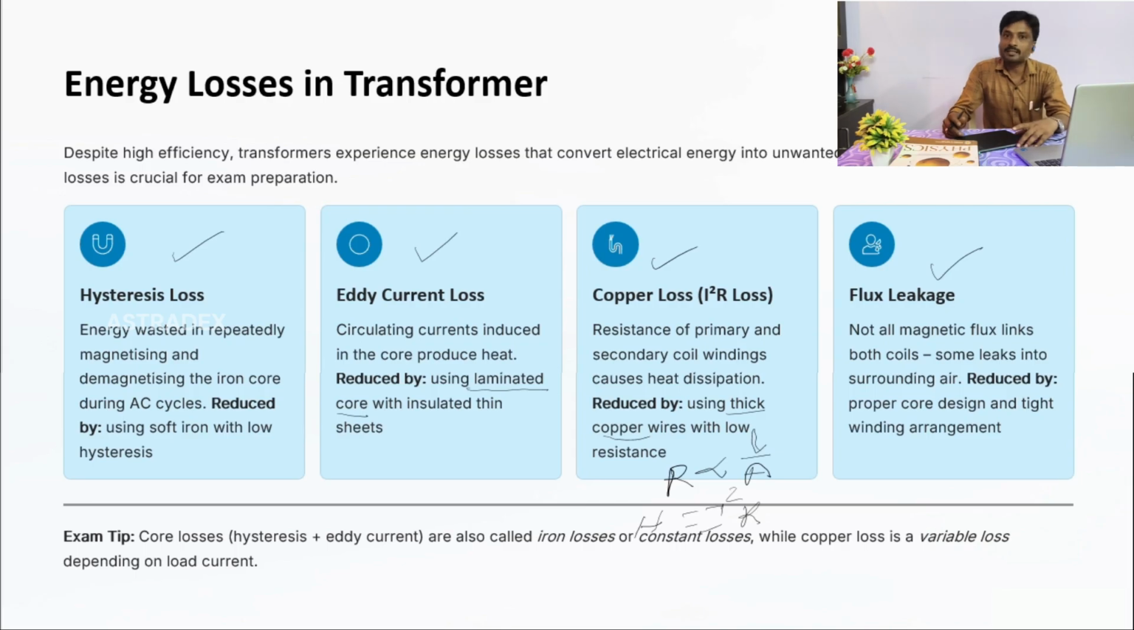Next one is flux leakage. Actually, not all the magnetic flux will be linked to both the primary and the secondary coil. A few of the magnetic flux will be linked to the surrounding. So what do we have to do? We have to use a well-designed core and tight winding arrangement. And by using a tight winding arrangement, we can considerably reduce the flux leakage.